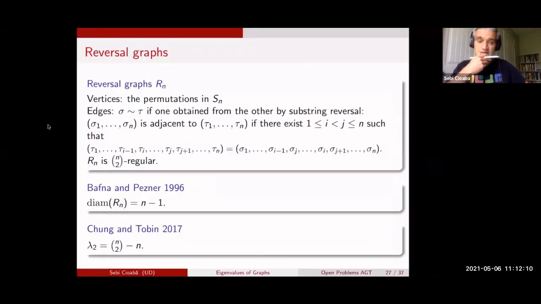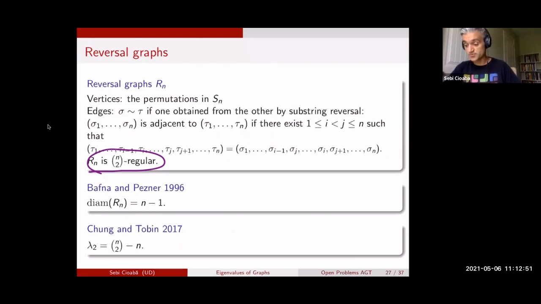But then Chang and Tobin looked at reversal graphs. Reversal graphs are the ones in which you are adjacent if you differ by a substring reversal. So you don't have to invert a prefix; you can invert any interval. So it's clear here that the degree of regularity is n choose two. Again, it's a Cayley graph of some set of permutations, and it's studied by people in genomic rearrangements and so on.